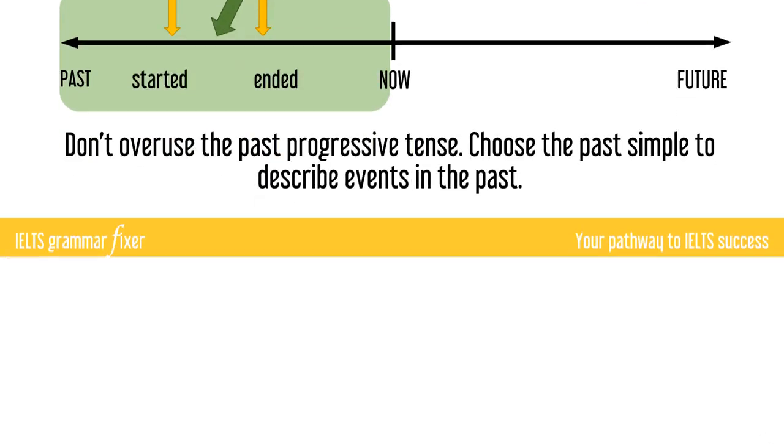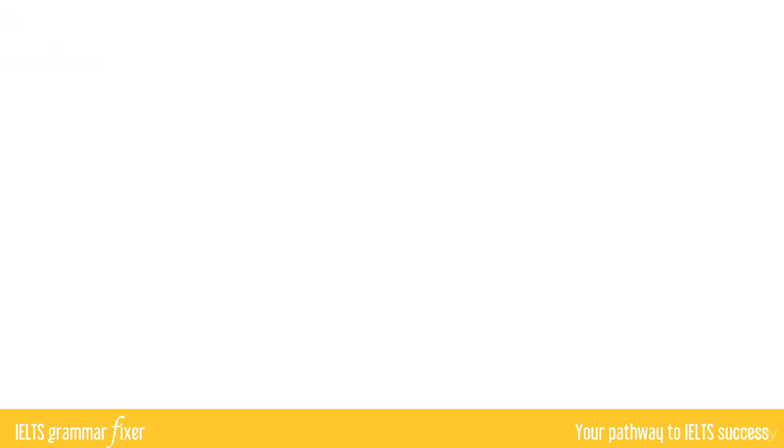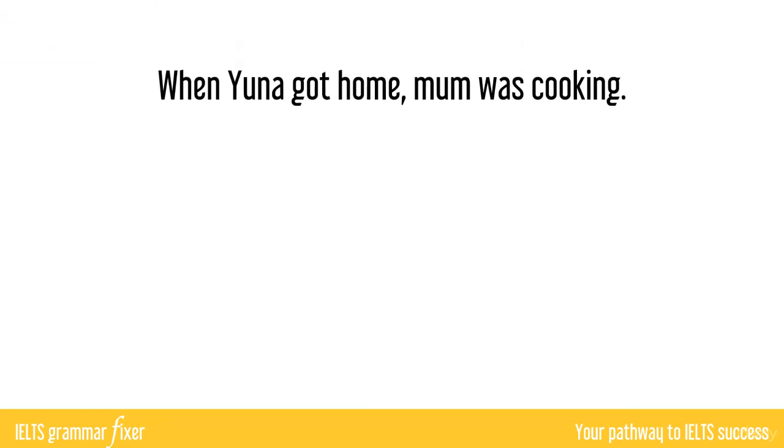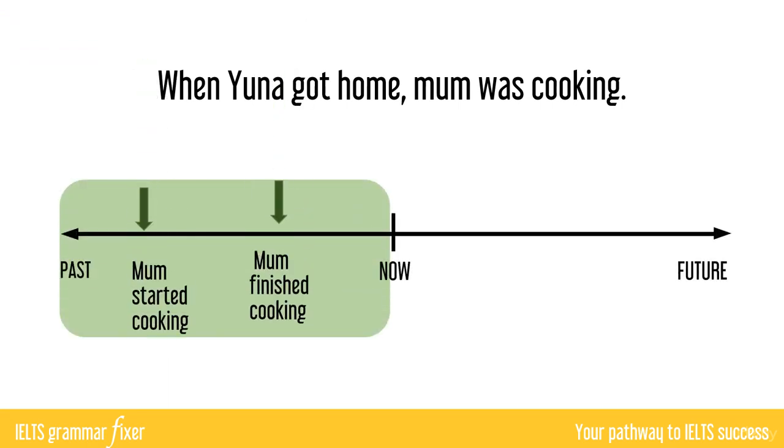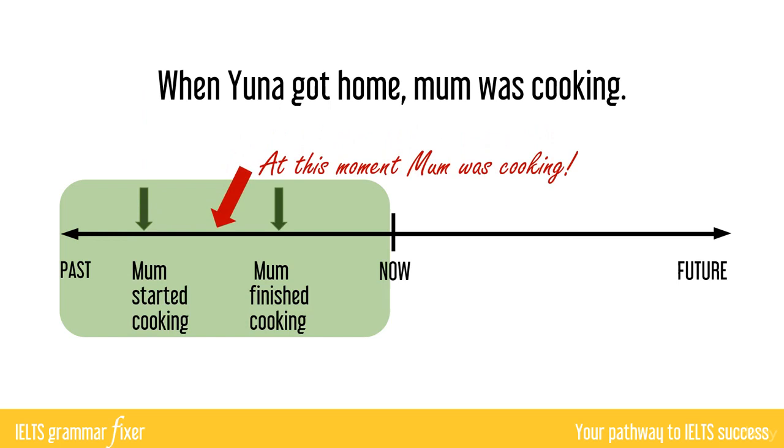Let's take a look at this example. When Yuna got home, Mom was cooking. In this sentence, it is pretty obvious that Mom started cooking sometime before Yuna got home, and her cooking was in progress when Yuna got home. We can also guess the cooking probably continued at least for some time, right after Yuna got home.